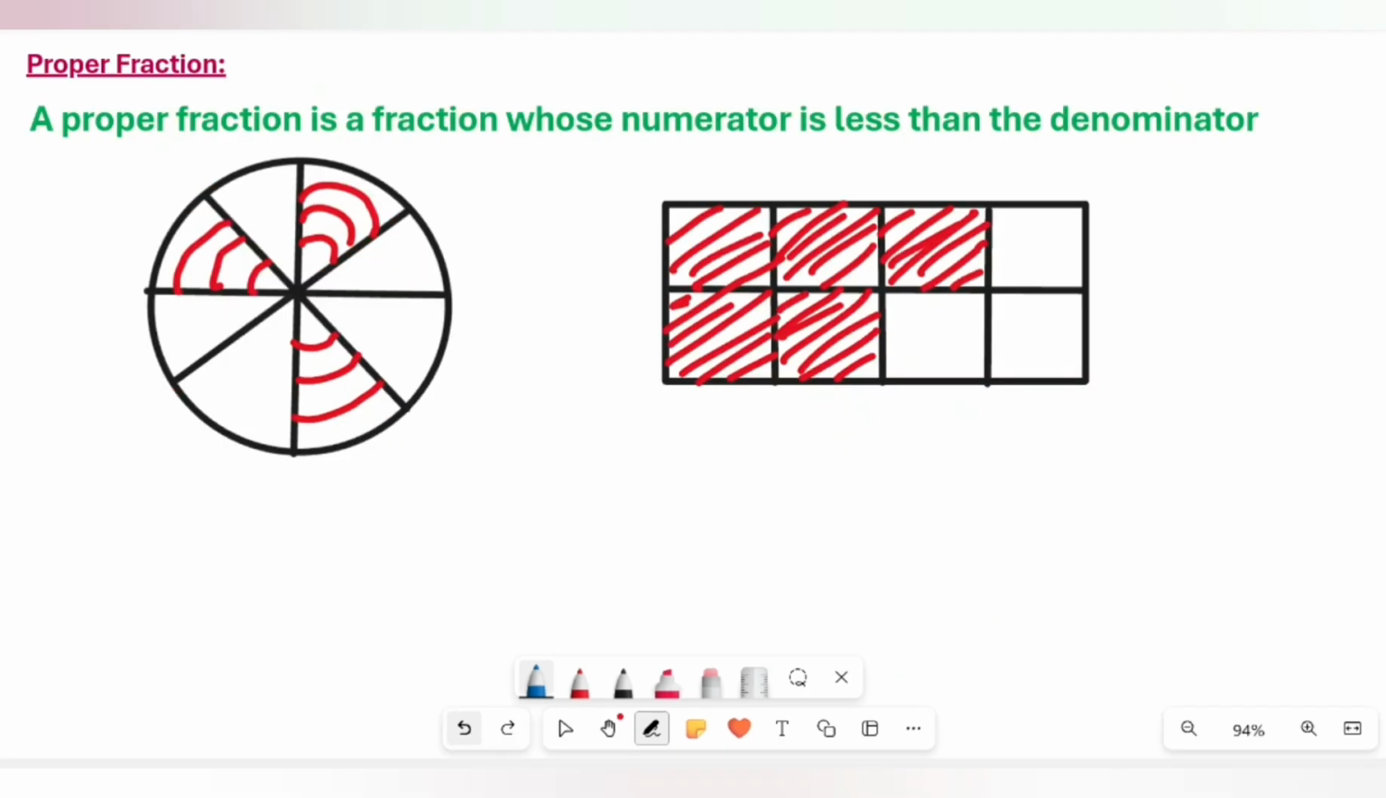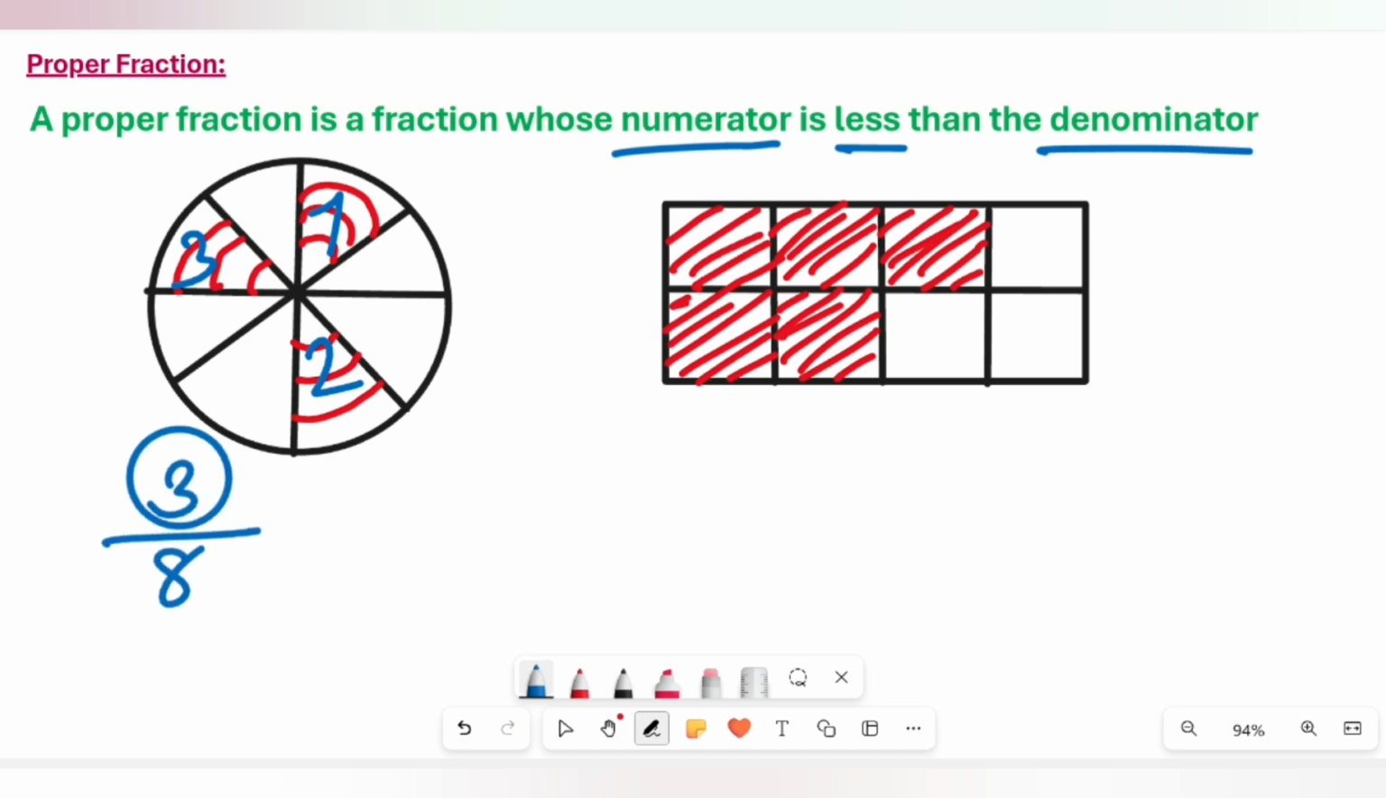A proper fraction is a fraction whose numerator is less than its denominator. Here in the circle, as you can see, 1, 2, 3, so 3 parts are shaded out of 8. The upper part is called the numerator and the lower part is called the denominator. When the numerator is lesser than the denominator, it is called a proper fraction.